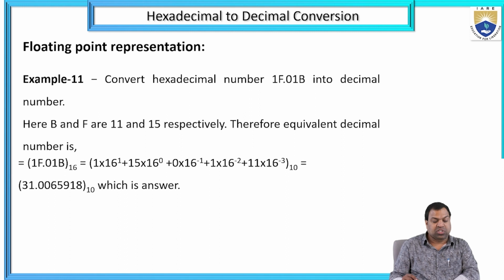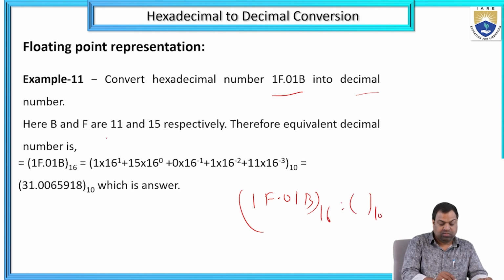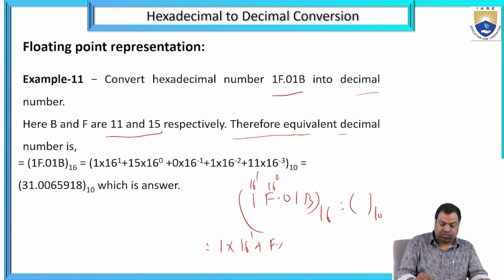Now the floating point representation of a hexadecimal value. Convert the hexadecimal number 1f.01b into a decimal number. Here B and F are 11 and 15. The place values are 16 power 0, 16 power 1. So 1 into 16 power 1 plus F into 16 power 0.